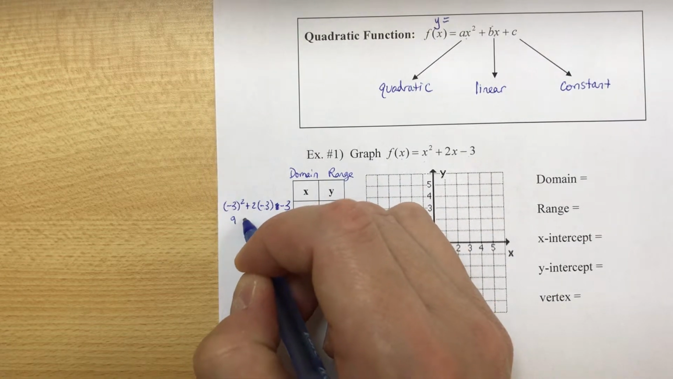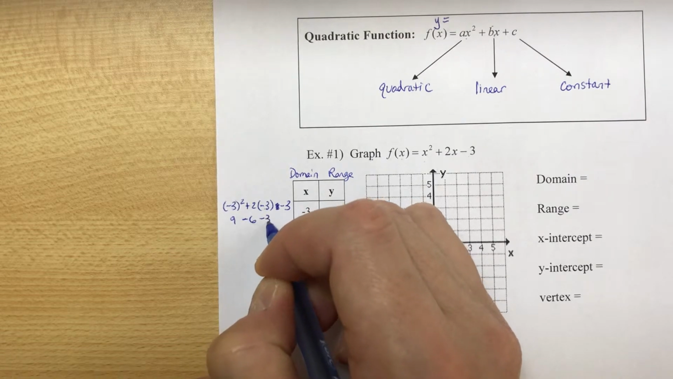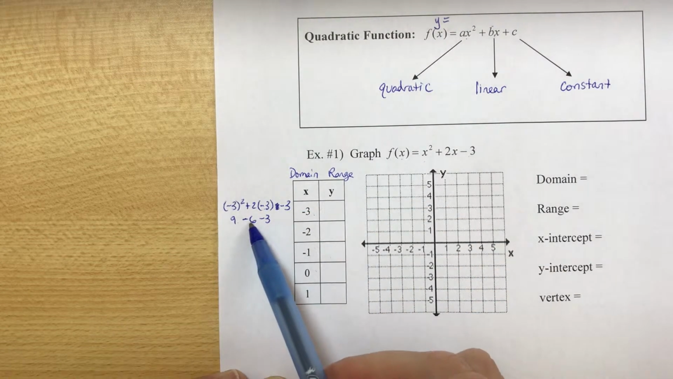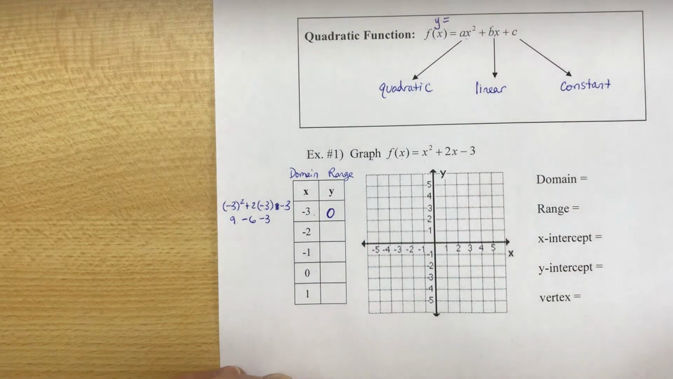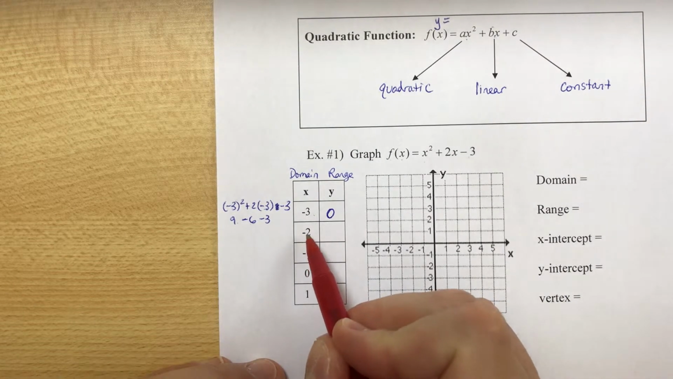Okay, now if we work this out, when you square a negative, you get a positive, that's 9. 2 times negative 3 is minus 6, and minus 3. 9 minus 6 is 3, minus 3 is 0. So the y value is 0. When x is equal to negative 3, y is equal to 0. All right, let's take another one.